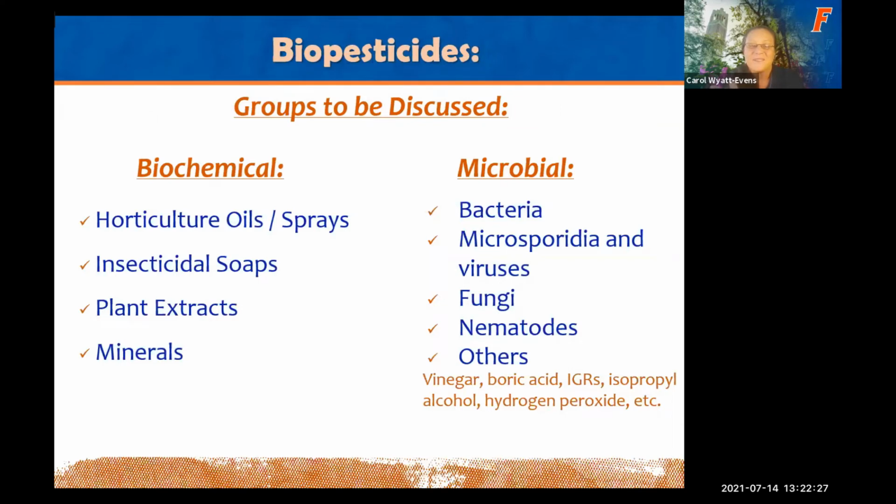Okay, so we're going to discuss these two primary groups, the biochemical and the microbials. But remember that biopesticides cannot be used on all insects at all times. So we're going to talk about which products work best against specific insects. And then we'll discuss the groups of biochemical products. These are the naturally occurring substances that control pests. And then we're also going to discuss the microbials. These are living microorganisms that control pests.